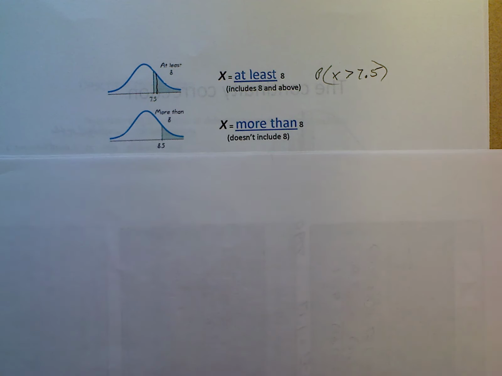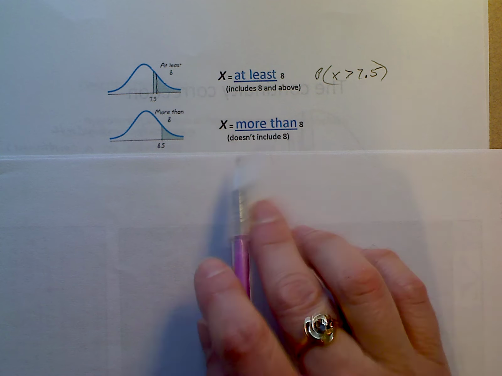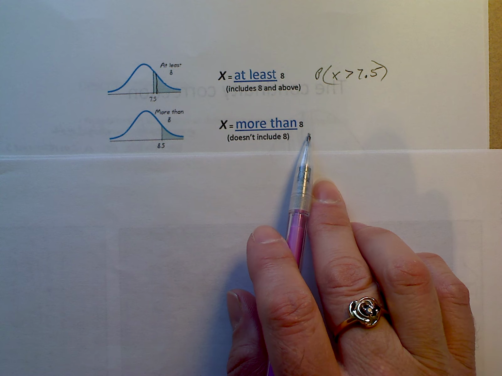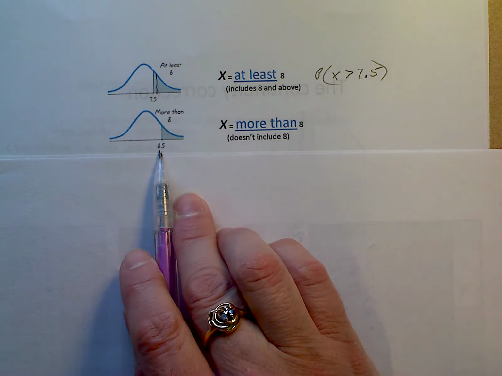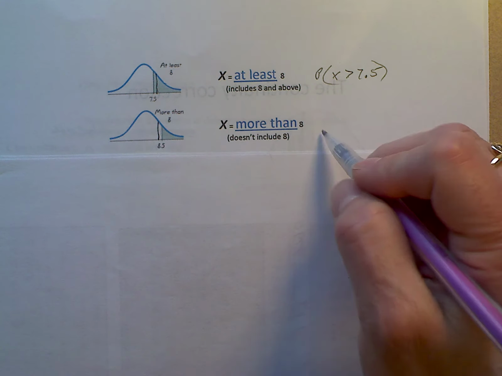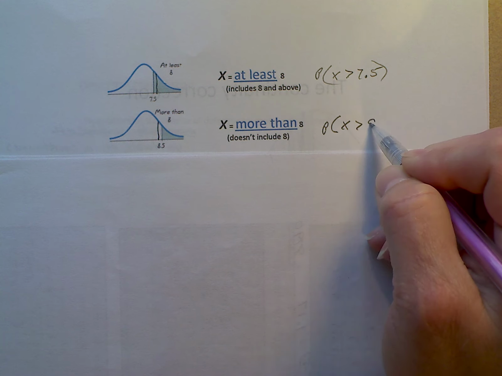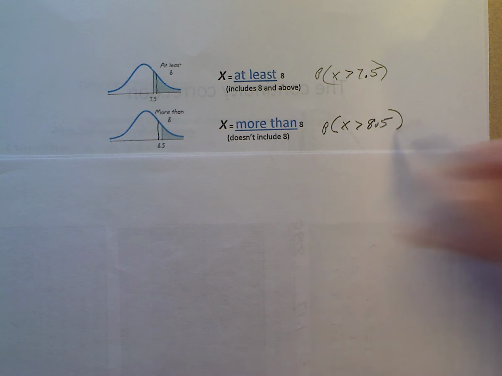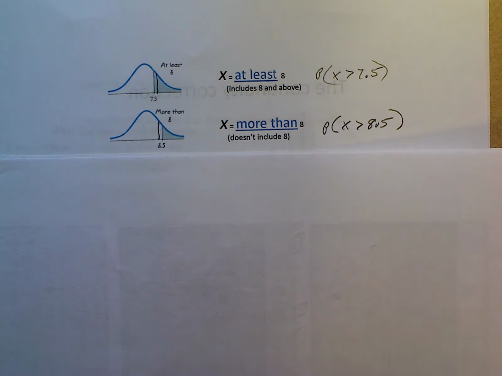If I want to find the probability of more than 8, that means I don't want to include 8, so I'm shifting up. Here's 8. I'm shifting up to 8.5. So I'm finding the probability that x is greater than 8.5. This is the continuity correction.